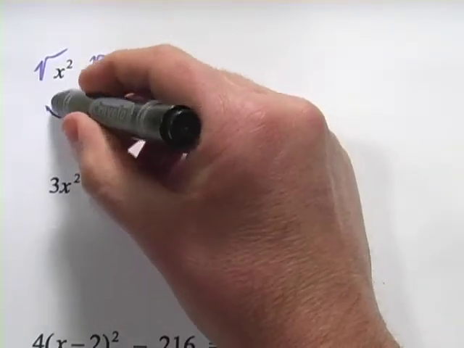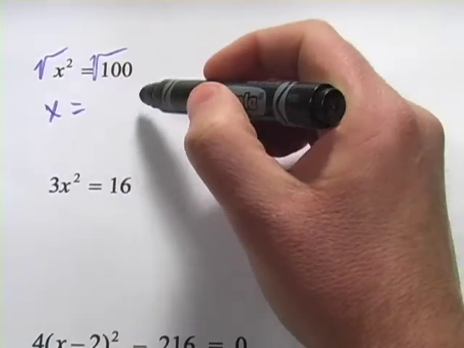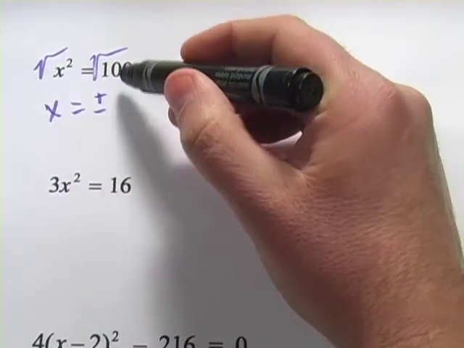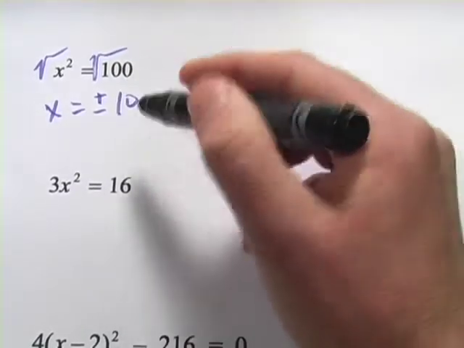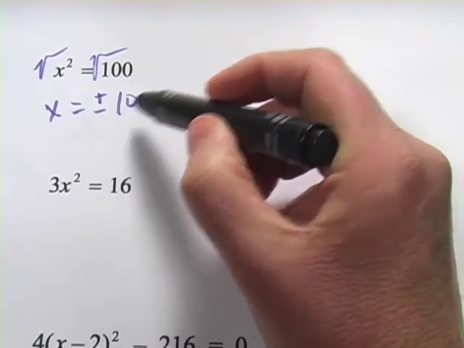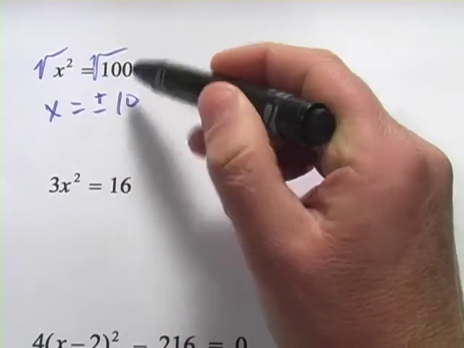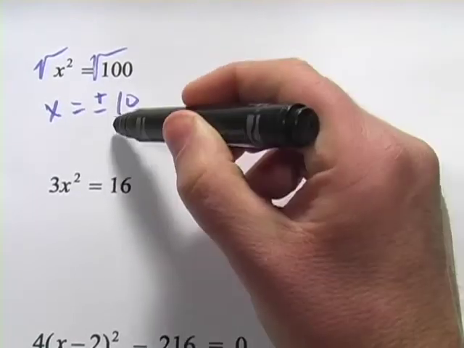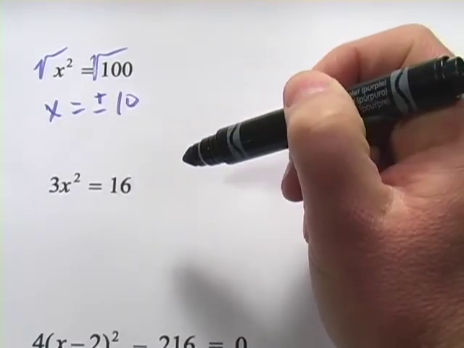Over here, we'll get x. Over here, remember, when we take the square root, we get a positive and a negative value. And the square root of 100 is just 10. Remember that negative value comes because negative 10 times negative 10 also equals 100, as well as positive 10 times positive 10. So there are our answers for that one.